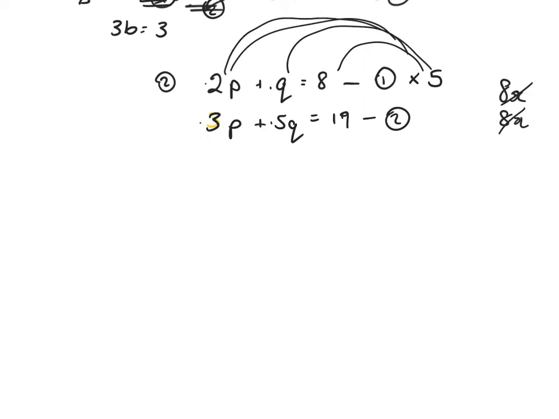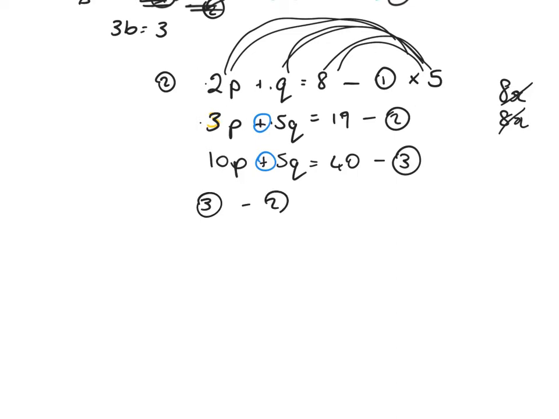Okay, so 2p times 5 is 10p, q times 5 is 5q, and 8 times 5 is 40, and I'm going to call that equation 3. I can now eliminate the q's. The signs are the same, so I can subtract. So I could do equation 2 take away 3, or 3 take away 2. I'm going to do 3 take away 2, because that means I won't have to deal with a negative p, even though if I did so it wouldn't be a big deal, but let's go with 3 take away 2.